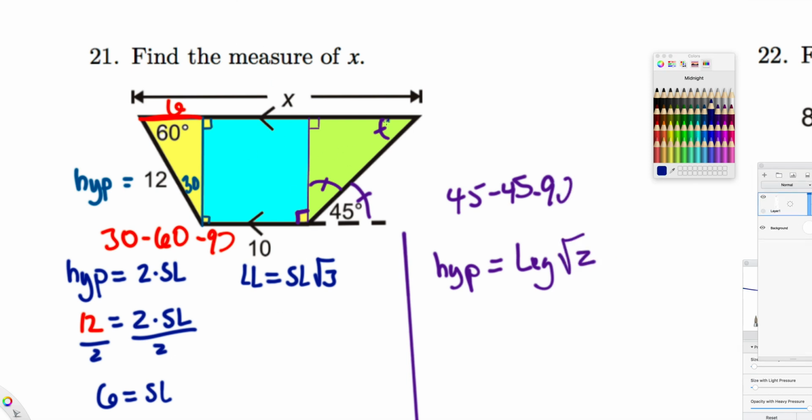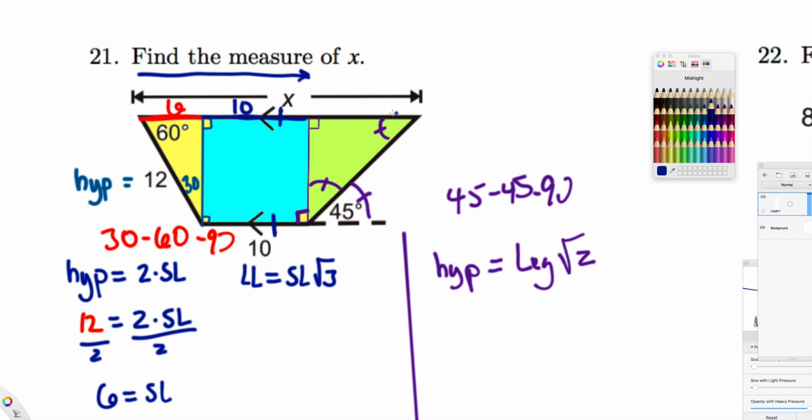Change the colors here and we can see 3 different shapes. This 30, 60, 90 in yellow, this green is the 45, 45, 90, and this blue is a rectangle. Looks like a square, but we don't know all the sides are congruent. But we know that this opposite side would be congruent to this blue side here, so that means that this is 10. So 16 gets us all the way up to that point.